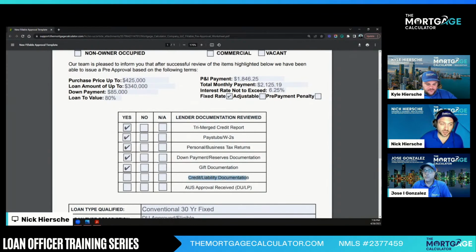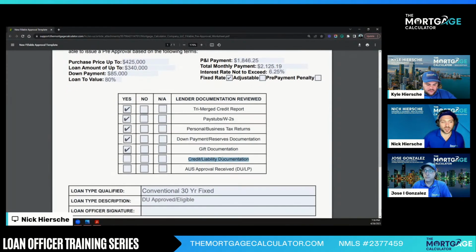Credit and liability documentation. This is very important, like the disputed accounts that Jose mentioned a whole bunch of times, right? If there is some sort of credit or liability issue, we have to know, and we have to know that we can get around it, right? Just because DU says approved eligible, assuming that all your disputed accounts are dropped, that's one thing. Having the proof to drop those disputed accounts is a whole different thing. So when we answer this yes, that's very powerful as well.